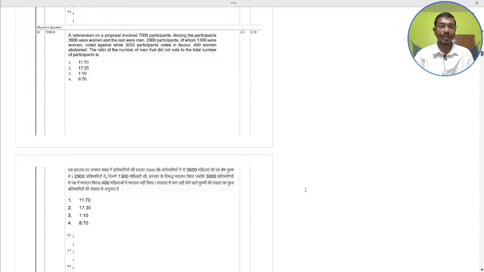Next question. A referendum of a person involved 7000 participants. Among the participants, 3600 were women and the rest were men. And 2900 participants, of whom 1300 were women, voted against, while 3000 participants voted in favor. So 400 women abstained. The ratio of the number of men that didn't vote to the total number of participants, what would be the correct ratio?